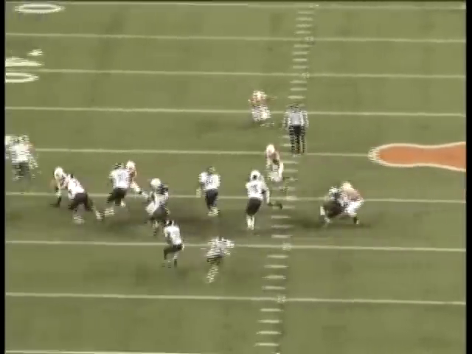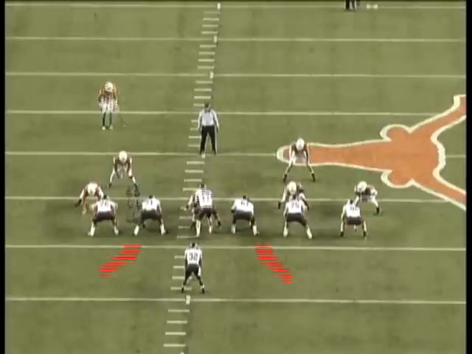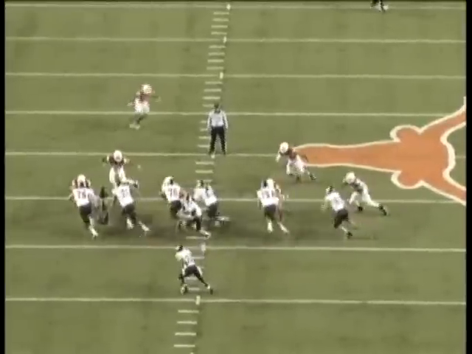Yeah, if I'm the left guard right now, I step at my target. 1, 2, 3. Three good steps and he climbs. You can't get any better than that.